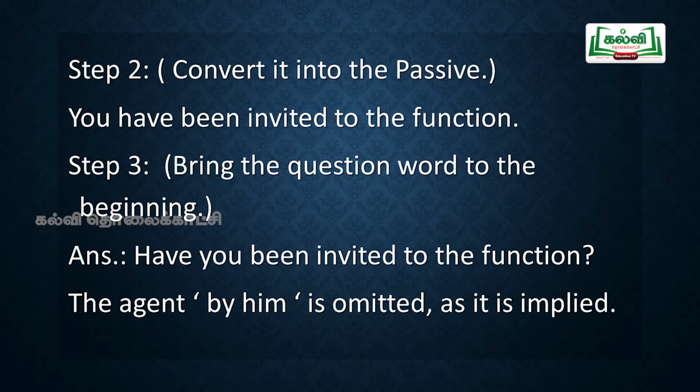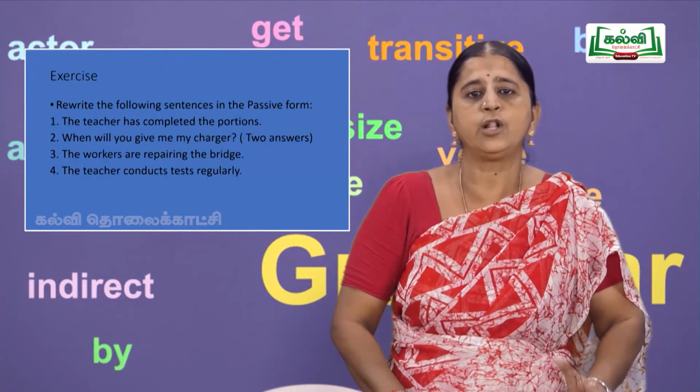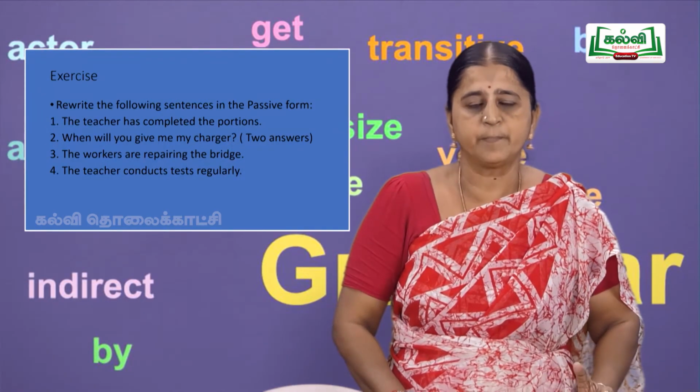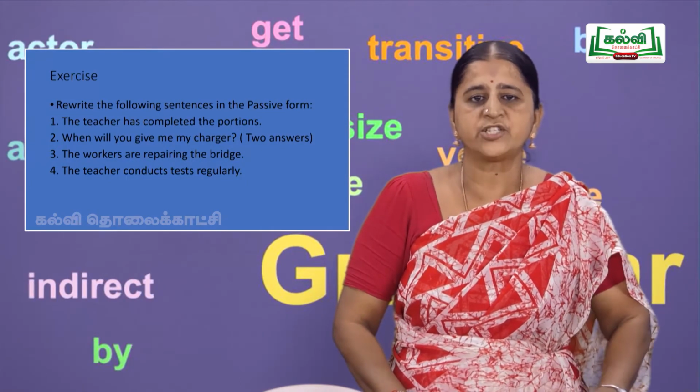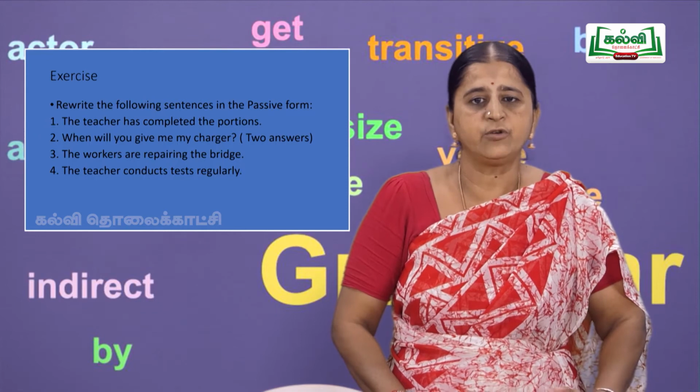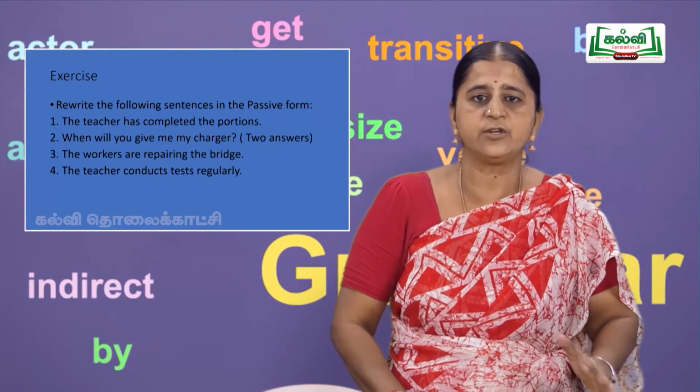Now step 3, bring the question word to the beginning. Have. So the answer is have you been invited to the function? Now here in this sentence you will note that the agent by him is omitted as it is implied or understood very clearly. Now next slide, I have a small assignment for you. Having gone through all these 3 sentences, the simple present, the present continuous and the present perfect, now I shall give you some sentences and you shall work on it and convert these into the passive.